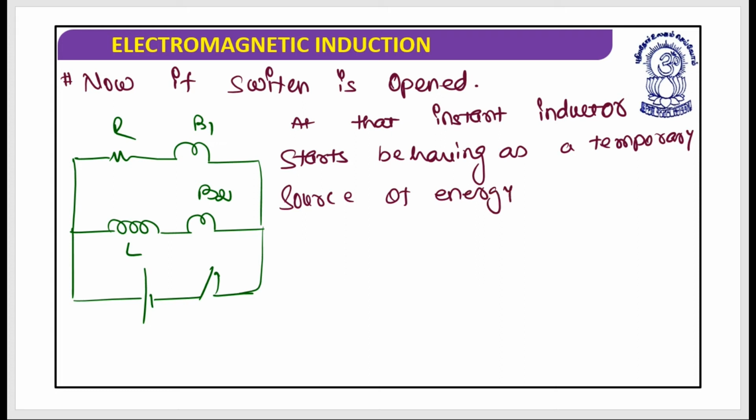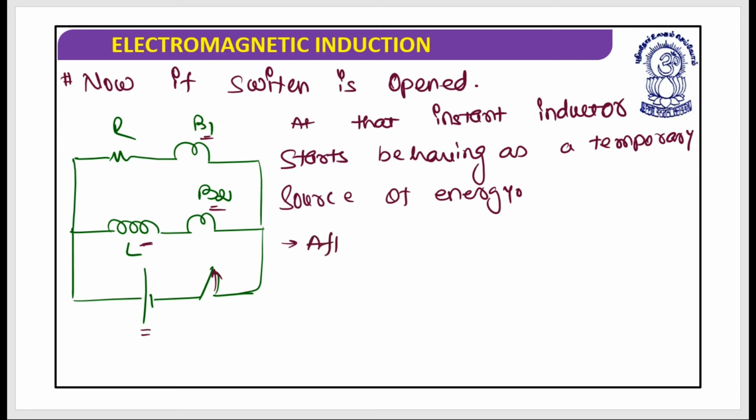And this is what we discussed, what we call electrical inertia: the inductor wishes that whatever happened in the previous time should carry on in this time too. Previously, this EMF E was there to provide the supply. Now we have opened the switch, so the inductor will behave as a source of energy, and it will keep on glowing B1 and B2.